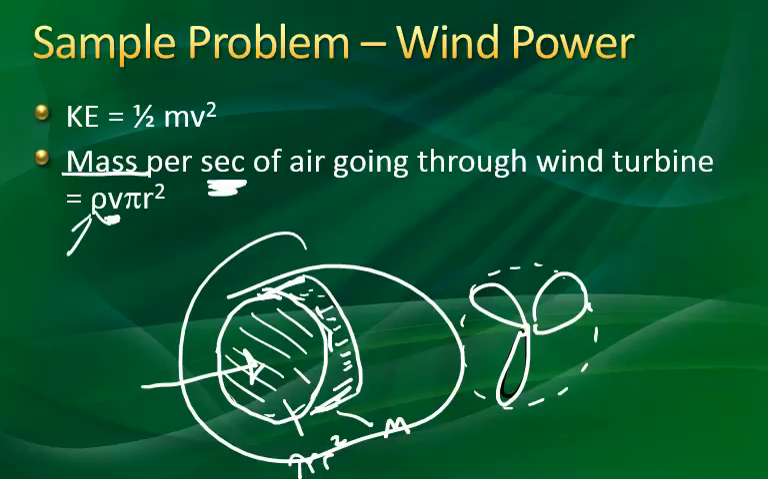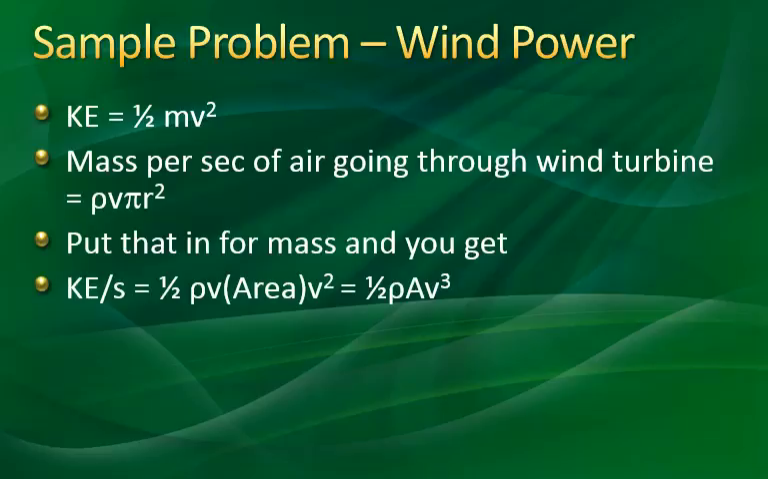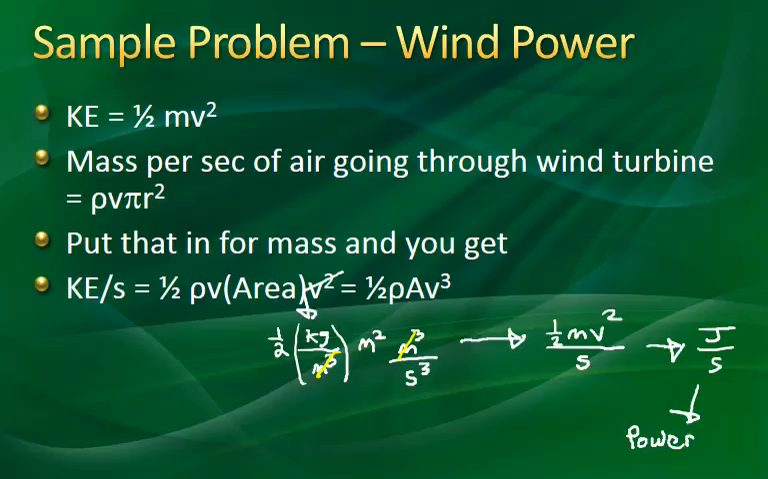It's given per second. So what ends up happening is if we place that in for mass, we end up getting 1/2 rho A v cubed, and our units will work out here to be a joule per second. And so v is the speed of the air going through, A is the area of the wind turbine, and then rho is the density of the air. And so, yeah, we get how many joules per second.